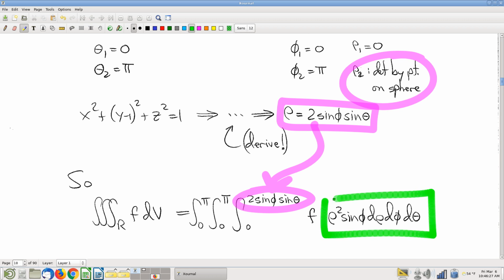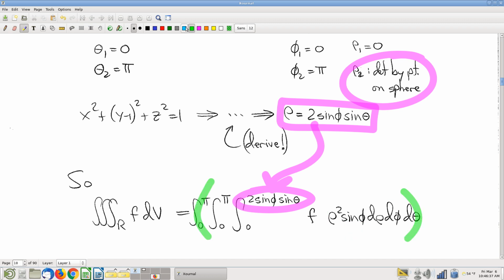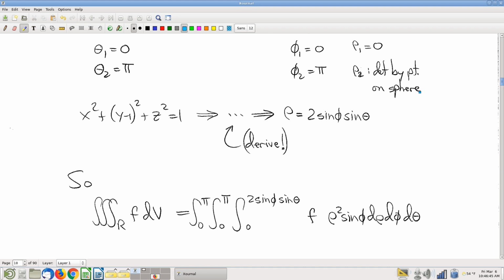Rho squared sine phi d rho d phi d theta, right? Written down all at once. Don't forget that stretching factor. Super easy to do. And here's the other bounds. We already agreed theta went from 0 to pi, and that phi went from 0 to pi, and there we are. Spherical coordinates integral. Okay.